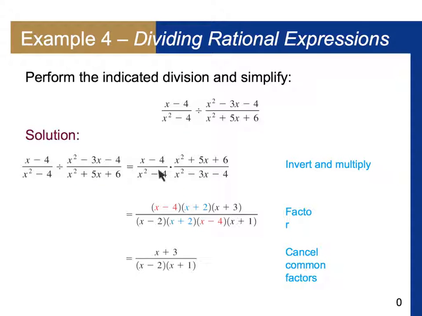Then do your factoring. Here we factored x minus 2 times x plus 2 out of x squared minus 4. This becomes x plus 2 times x plus 3. This becomes x minus 4 times x plus 1. And here's where we look for common factors. I can cross off this x minus 4 on the top and the bottom. I can cross off the x plus 2 on the top and the bottom. Then I'm just left with x plus 3 over x minus 2 times x plus 1. Don't distribute, just leave it factored, and that's your final answer.